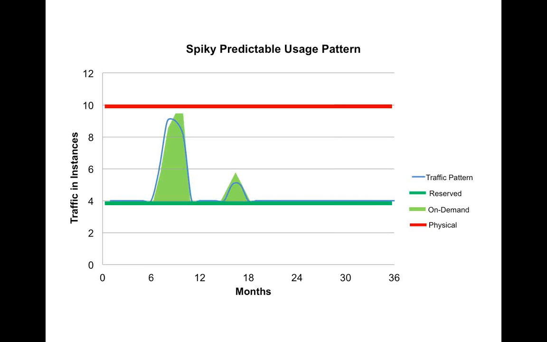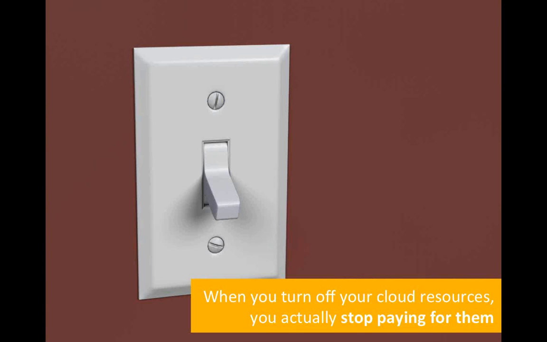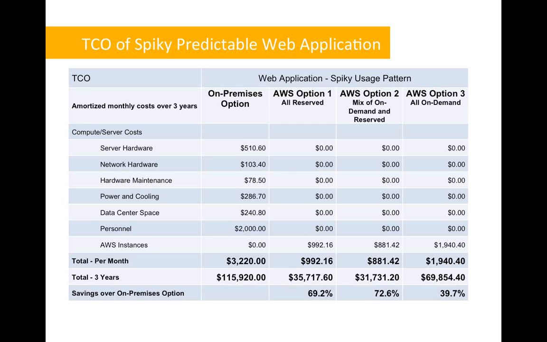Very important to note is you can turn off your cloud resources whenever you want. And when you turn them off, you actually stop paying for them. So this is a key point to understand for this predictable spiky workload scenario. So let's go through and do a TCO calculation for this. First, we have the same spreadsheet. You have an on-premises option and AWS options 1 and 2.